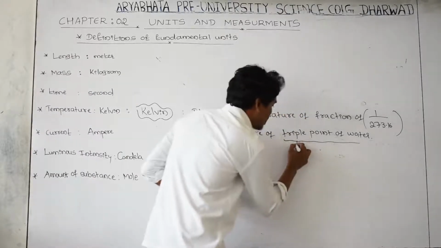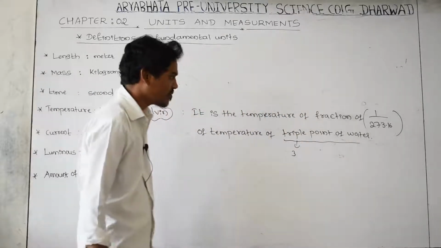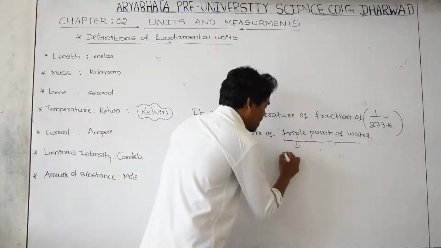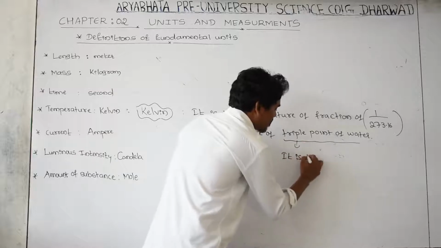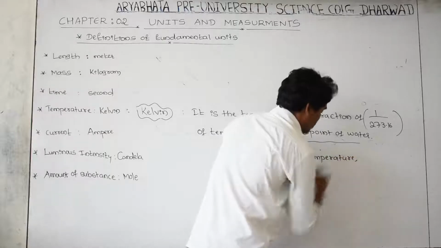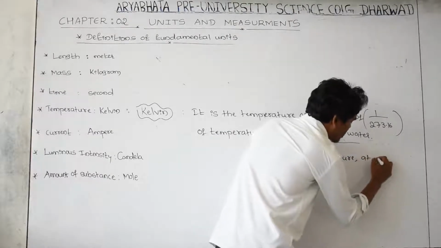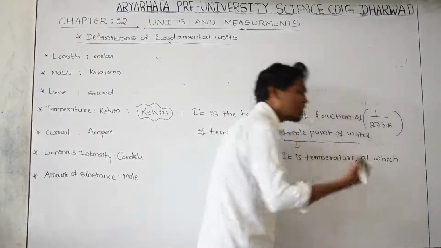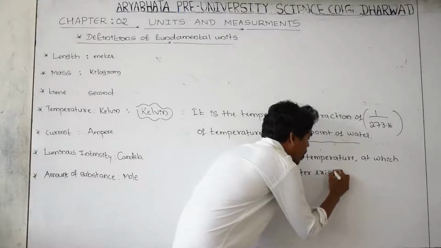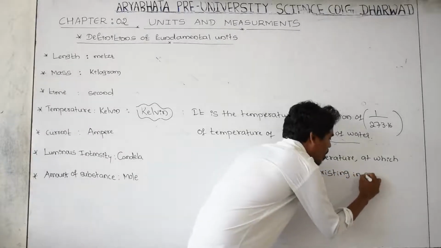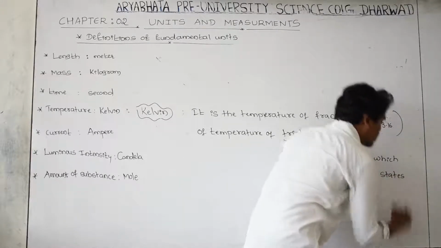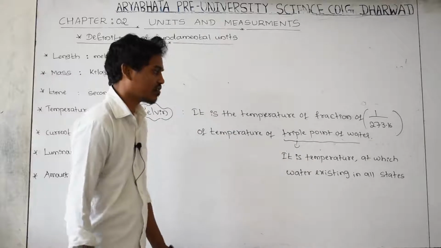Triple means, as you know very well, 3. What is the triple point of water? The triple point of water is the temperature at which the water exists in all the states. How many states are there? 3 states. Which are those? First one is a solid, second one is a liquid, and third one is a gaseous state.